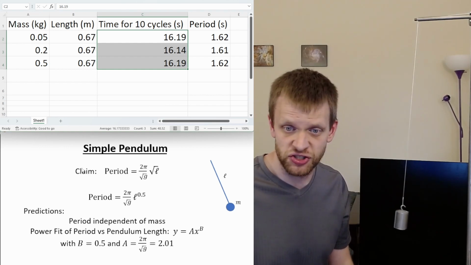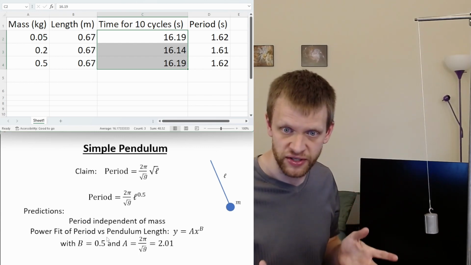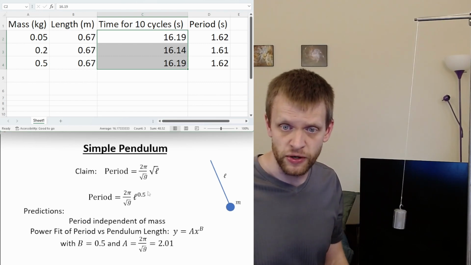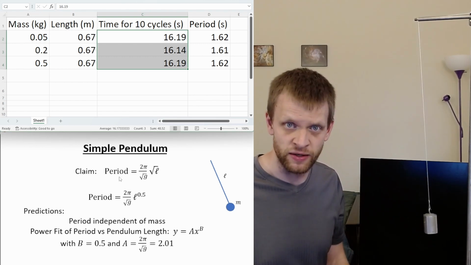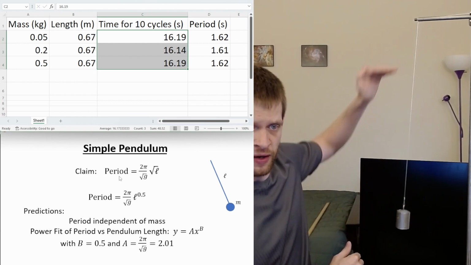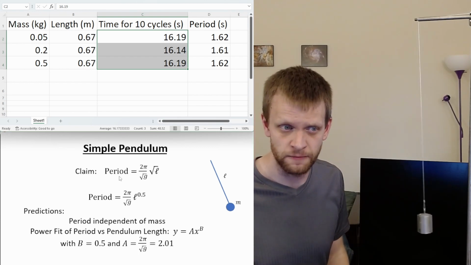The mass doesn't seem to affect the period of the pendulum's oscillation, as we were predicting, but we're saying the length should affect the period of motion. In fact, if I increase this length, the period should increase as well. So we're going to try a bunch of short pendulums, a bunch of medium and longer pendulums, and let's start taking some of that data.